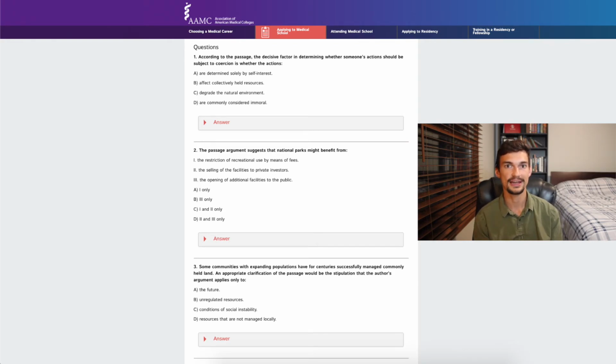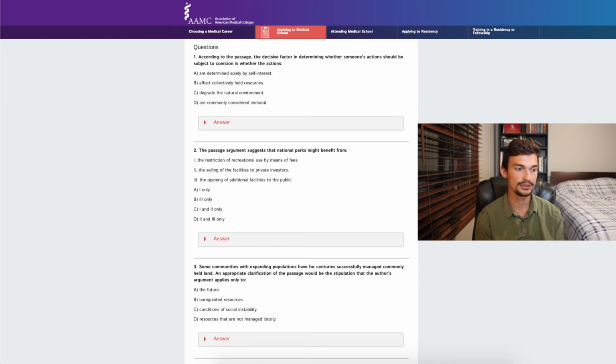Now you don't even have to analyze Roman numeral 3, but let's. 3 says the opening of additional facilities to the public. Would the creation of more publicly held resources do anything to stop the tragedy of the commons? No, it wouldn't. For example, if we had a larger pasture, that would only delay the inevitable in the example that the author gave earlier. Eventually, individuals would take advantage of that larger shared resource and it would do nothing to stop the tragedy of the commons, so 3 does not apply. Let's go on to question 3.